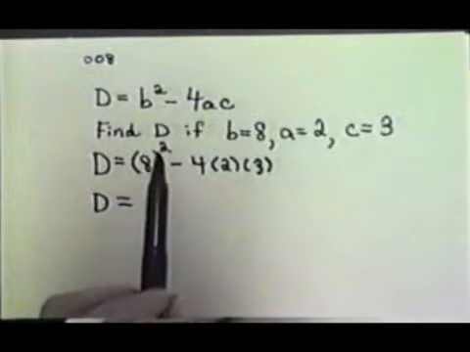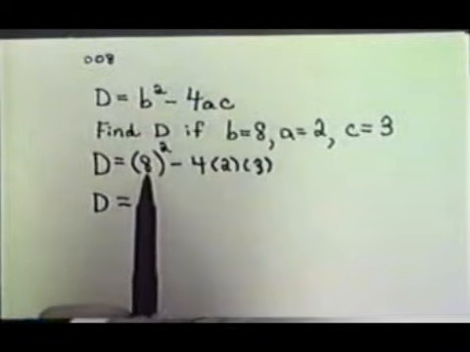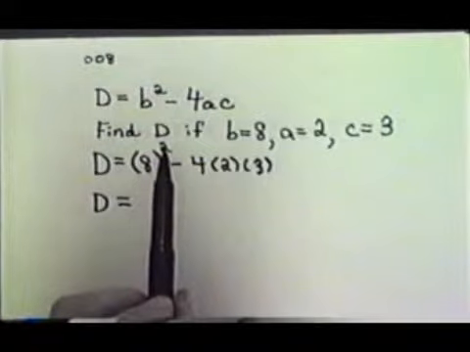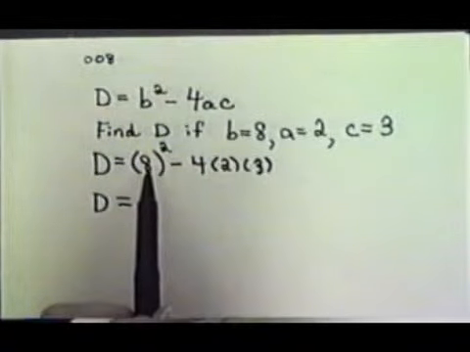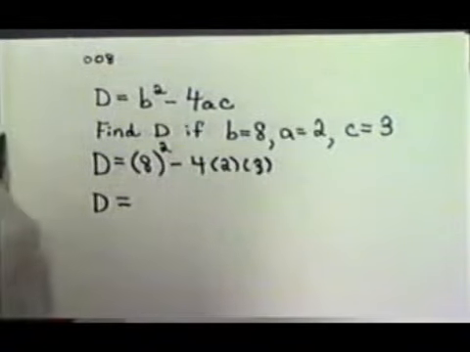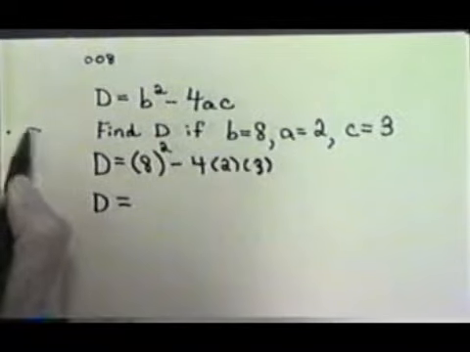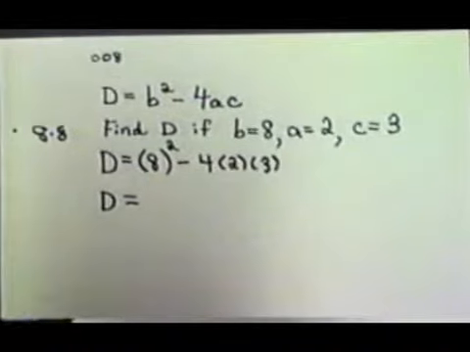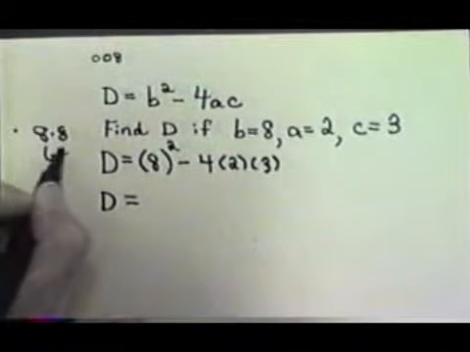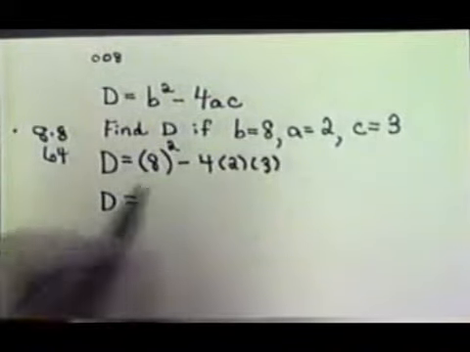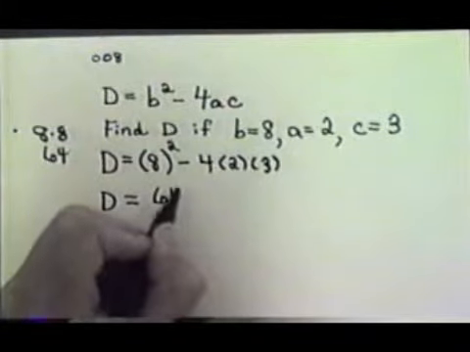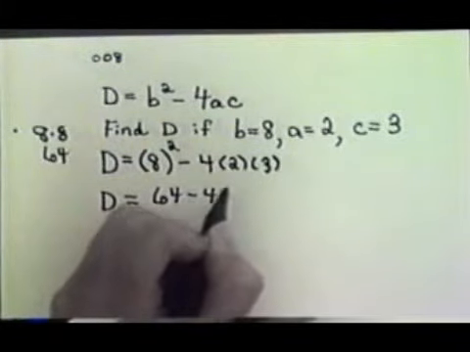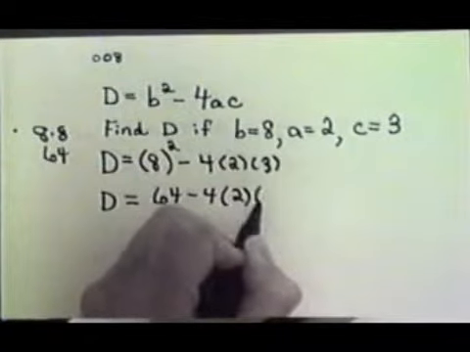Remember, when you raise to a power, your base is a factor 2 times. So 8 is a factor 2 times. What that's doing is asking me to do 8 times 8. And 8 times 8 is 64. So that's what I'd want to fill in. 64 minus 4 times 2 times 3.